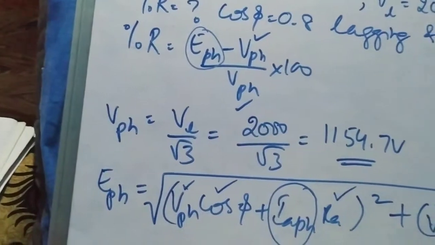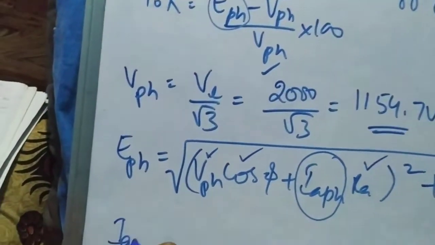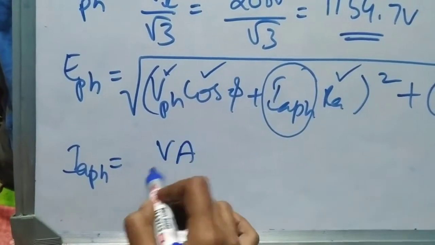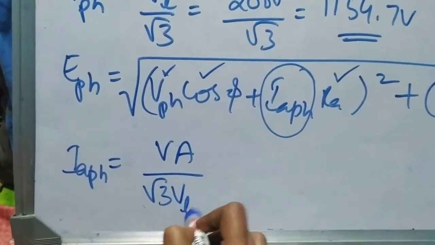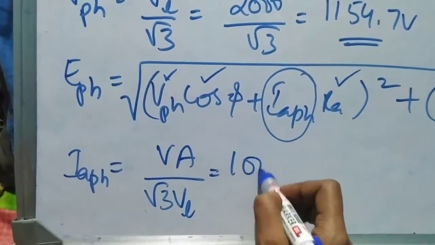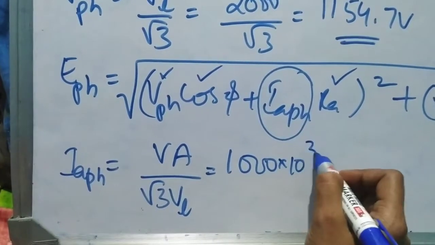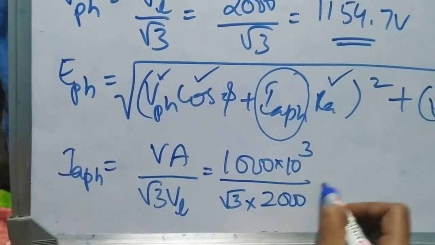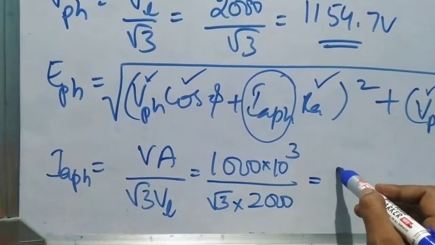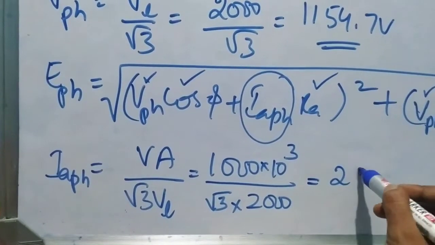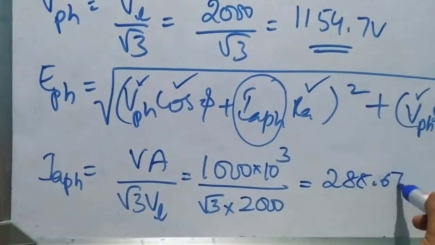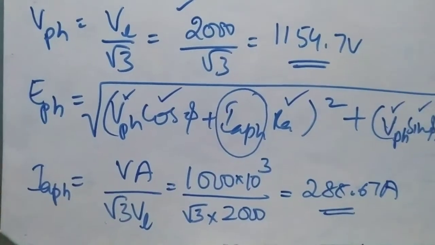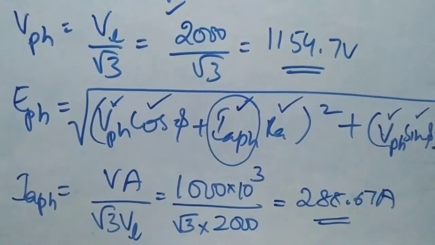The IA phase can be easily solved using a formula. IA phase is equal to VA rating divided by root 3 into VL. What is the VA rating? 1000 kVA, so 1000 into 10 power of 3 divided by root 3 into 2000 volt. The answer leads to 288.67 ampere. So this will be the IA phase. That value is now determined.